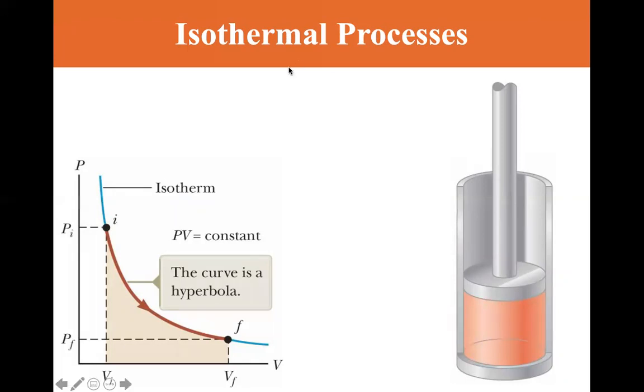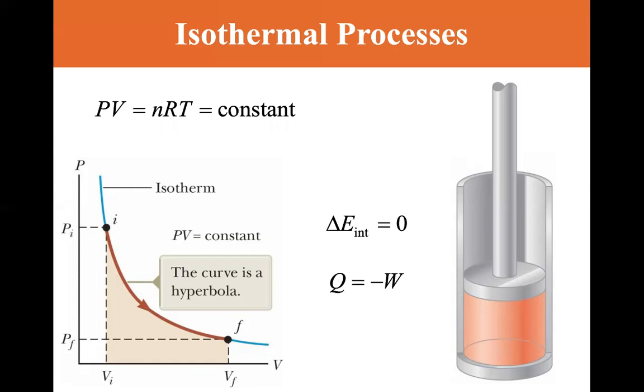Isothermal, this blue line is an isotherm. That means that the temperature is the same. The curve is a hyperbola, and PV equals constant. Well, PV equals nRT. If the temperature is constant, we know that n, the number of moles, is constant, and R is the universal gas constant. It is a constant. So if the temperature is constant, then PV has to be a constant. PV equals nRT is a constant. This is an isothermal process, and the change in internal energy is equal to zero.